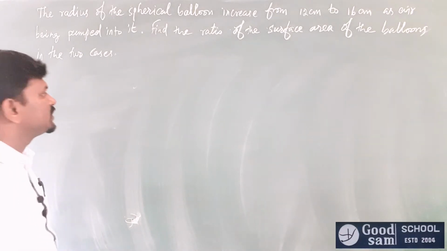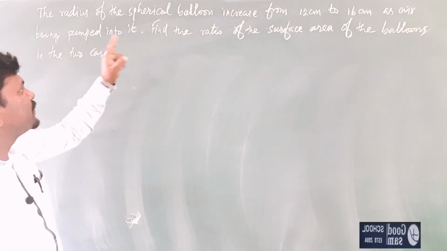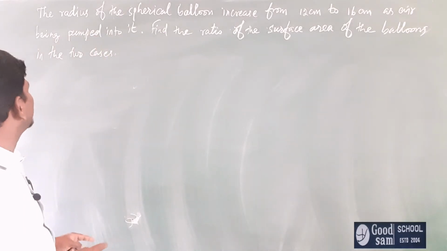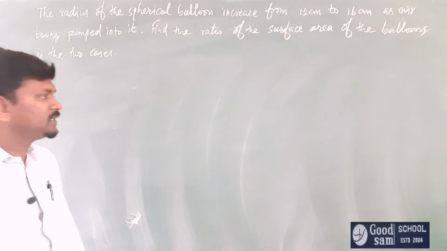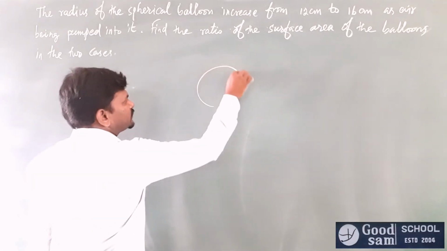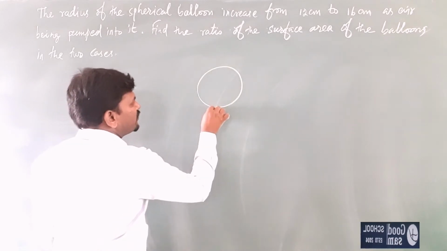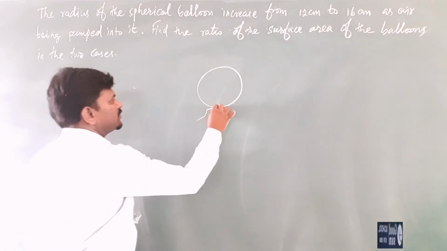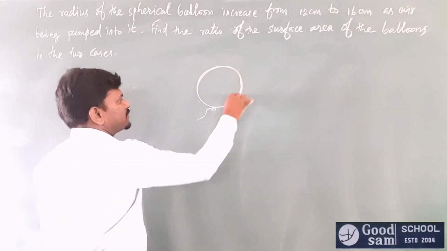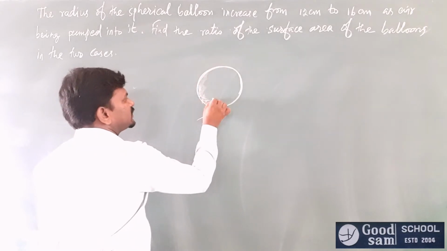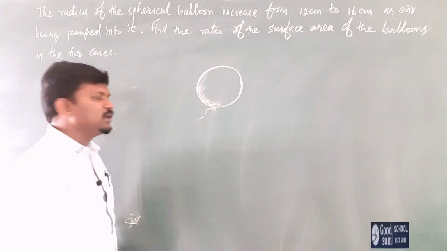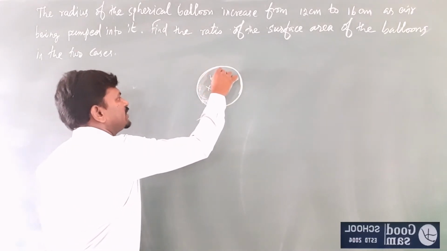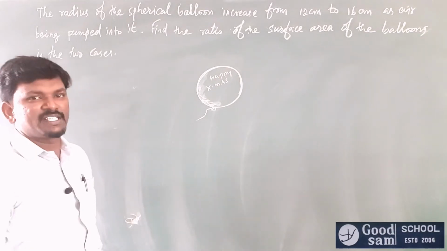See, the radius of the spherical balloon increased from 12 centimeter to 16 centimeter as the air is being pumped into it. The balloon is in the shape of a sphere. Assume that it is a perfect sphere. This is the balloon, so you can take it as Happy Christmas. It is a balloon.